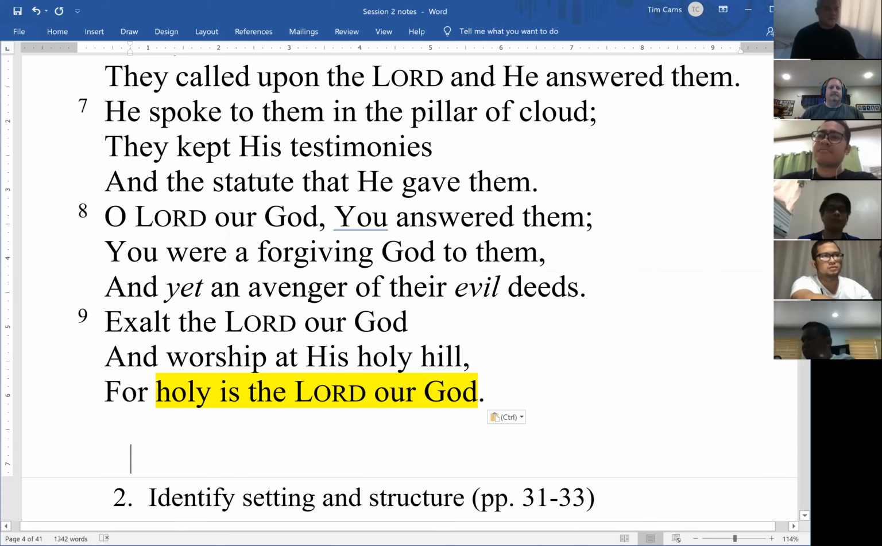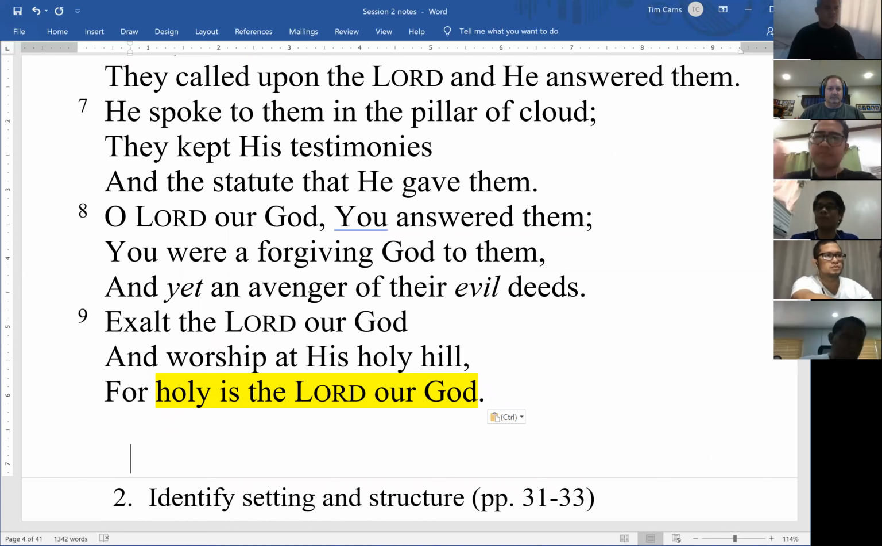In the pillar of the cloud, he spoke to them. They kept his testimonies and the statutes that he gave them. O Lord, our God, you answered them. You were a forgiving God to them, but an avenger of their wrongdoing. Exalt the Lord our God and worship at his holy mountain, for the Lord our God is holy.